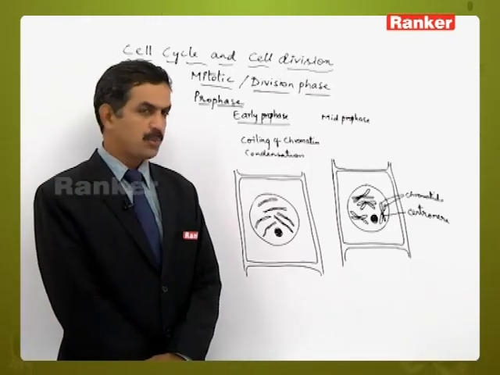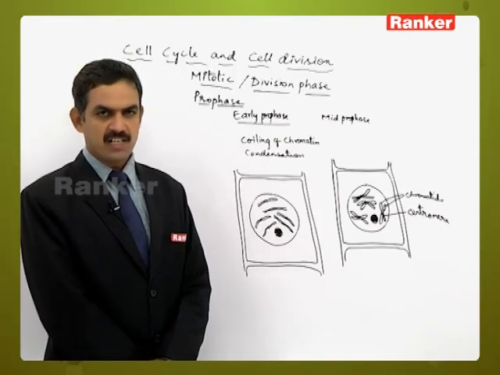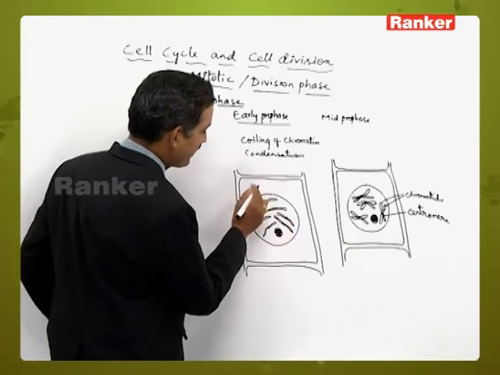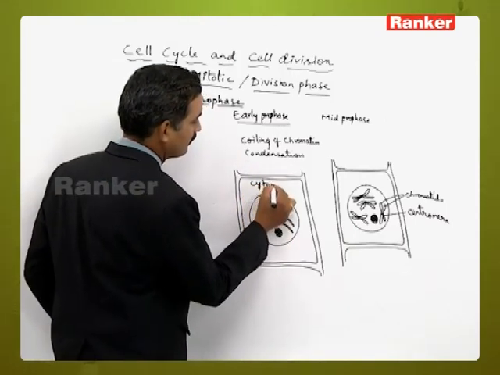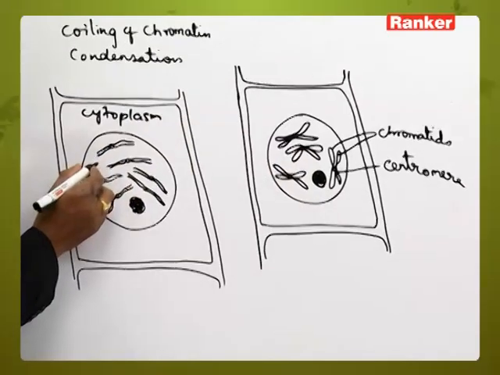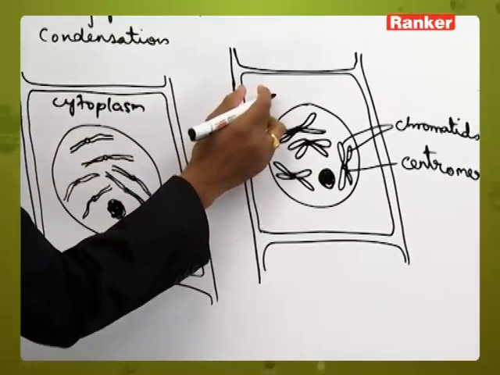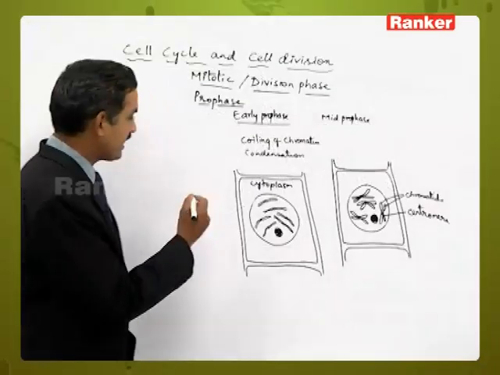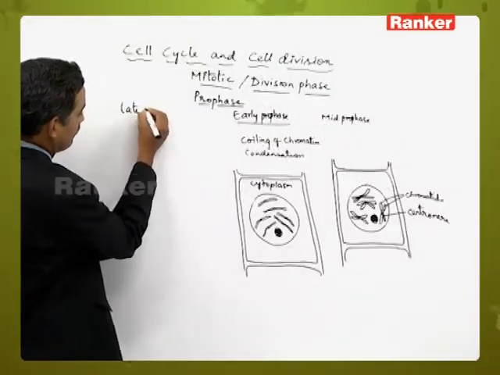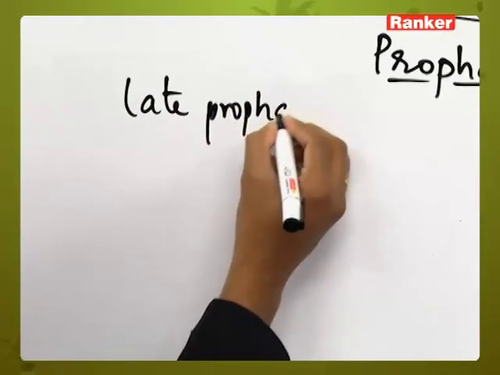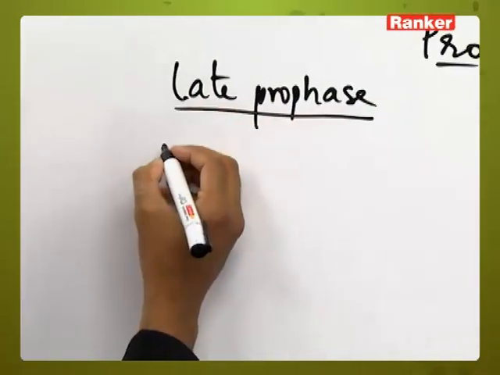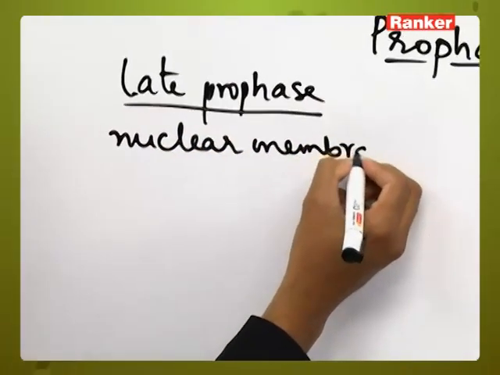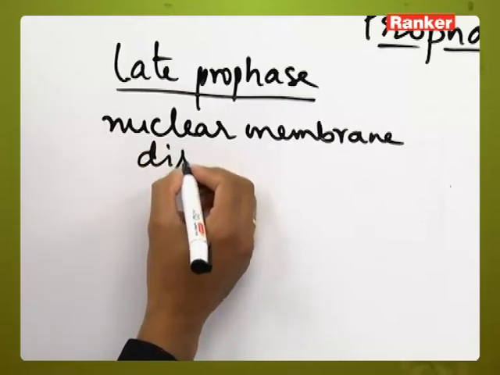Then during the late prophase, further changes take place. Before going to the late prophase, here we can clearly differentiate the cytoplasm from the nucleoplasm. Here also the cytoplasm is very clearly differentiated because of the nuclear membrane. But here in the late prophase, the nuclear membrane gradually disappears.